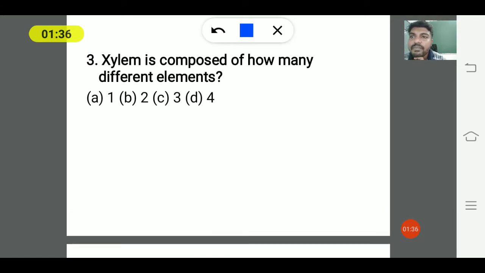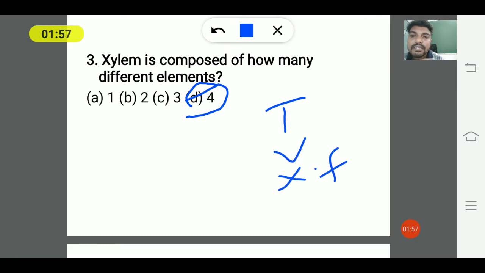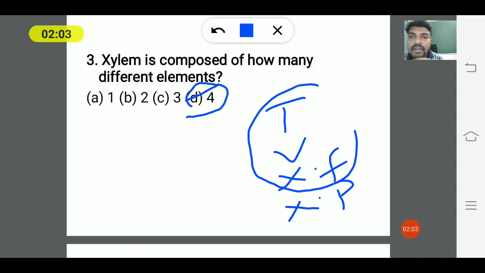The xylem is composed of how many different elements? Option A 1, option B 2, option C 3, option D 4. So option D is the right answer. Tracheids, vessels, xylem fibers, and xylem parenchyma. Among these, three are dead cells. Xylem parenchyma are living cells.